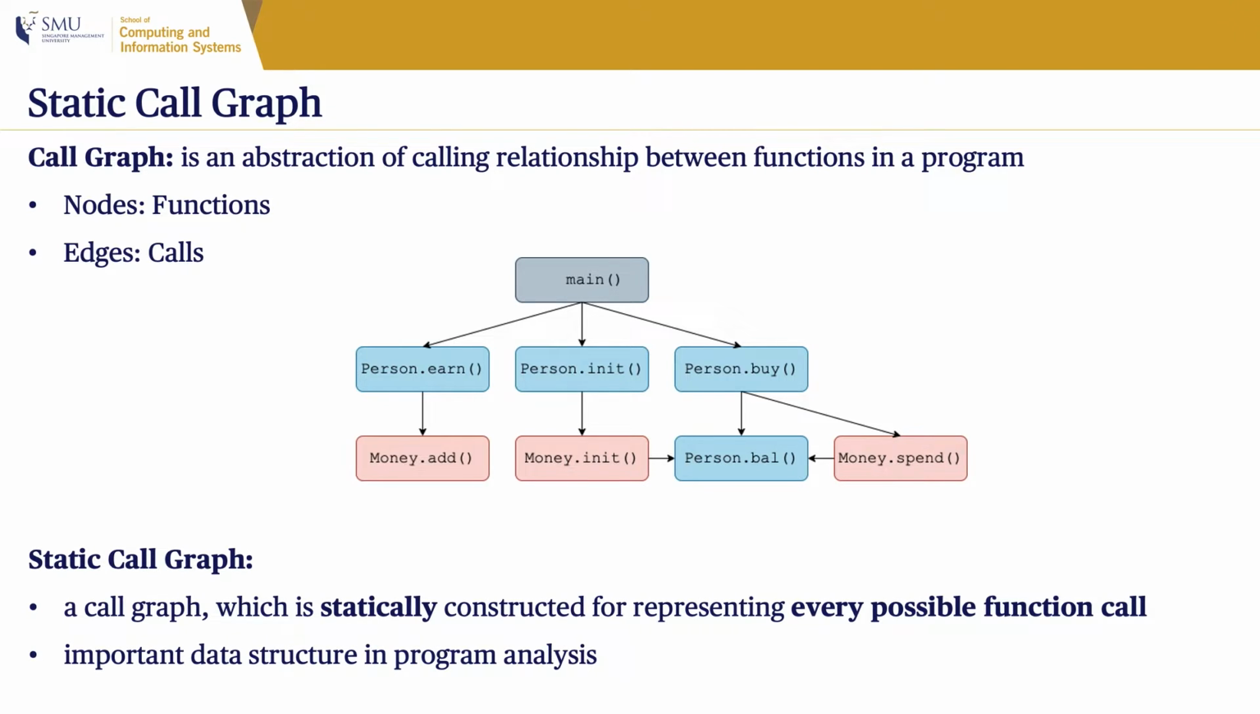A static call graph is a call graph which is statically constructed to represent every possible function call in a program. It is a very important data structure, which is seen as the core of many program analysis techniques.